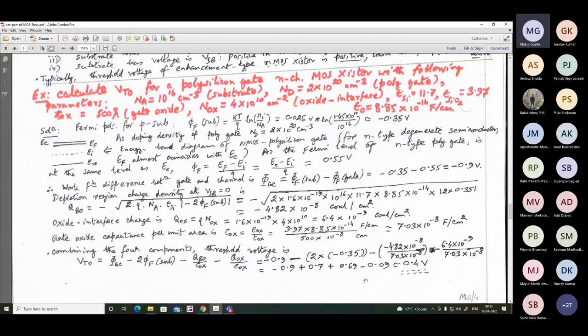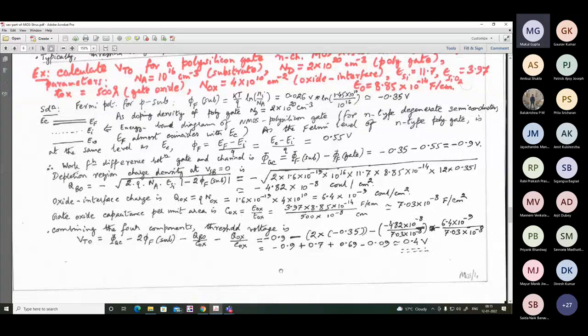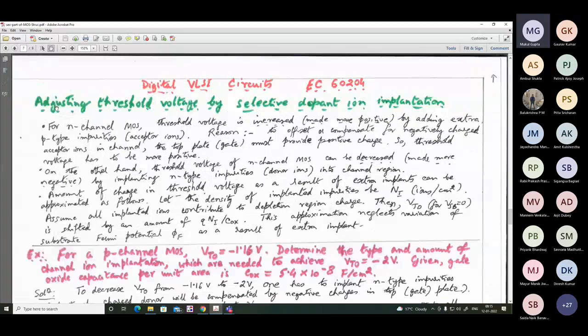Clear? Now, frequently the need arises to adjust the threshold voltage. Let us address that point: adjusting the threshold voltage by selective ion implantation. For an N-channel metal oxide semiconductor transistor, the threshold voltage is increased, that means it can be made more positive, by adding additional p-type impurities or trivalent acceptor ions.